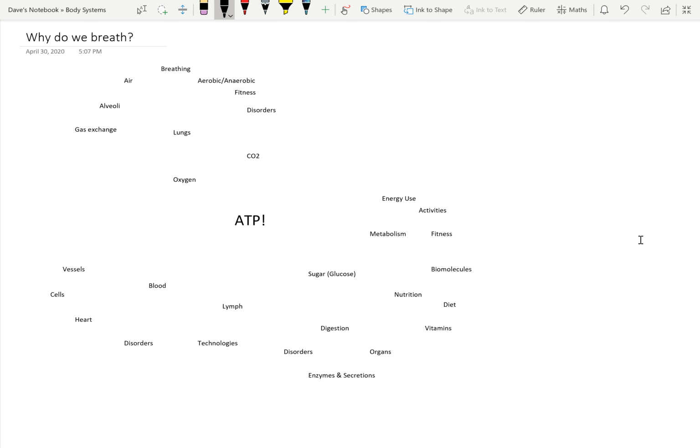Now I want you to think back for a moment to the formula for cellular respiration, which you probably all learned in the past, right? You start with glucose plus oxygen, and we're going to create carbon dioxide, water, and energy. And now the energy that we create is actually in the form of ATP.